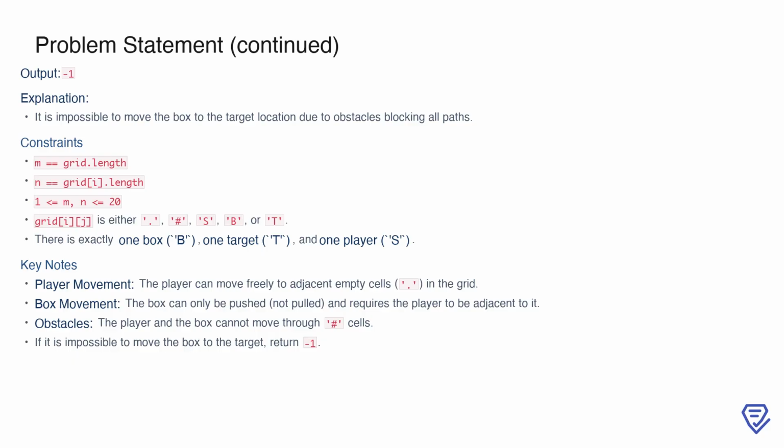Now, let's consider some constraints for the problem. The grid will always have dimensions between 1 and 20 for both rows and columns. Each cell in the grid will contain one of the following: an empty space, an obstacle, the player's starting position, the box, or the target. Importantly, there will always be exactly one box, one target, and one player on the grid. The player can move freely to any empty cell, but the box can only be pushed when the player is adjacent to it, and neither the box nor the player can pass through obstacles. If it's not possible to move the box to the target, you must return -1 as the result.